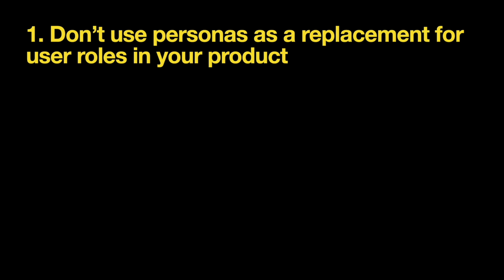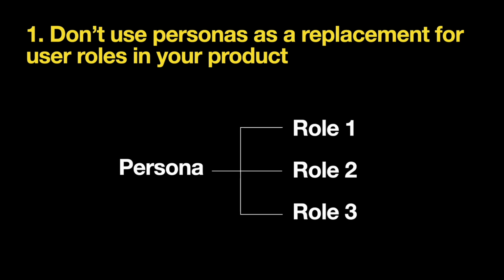First, don't use personas as a replacement for user roles. User roles define what permissions users have and what tasks they can perform in a product. For example, in the context of a website management system, the roles might be administrator, moderator, or author. User personas reflect real user patterns, not their roles. In other words, in the context of a website management system, the same user can have multiple roles. For example, it can be an administrator and an author.